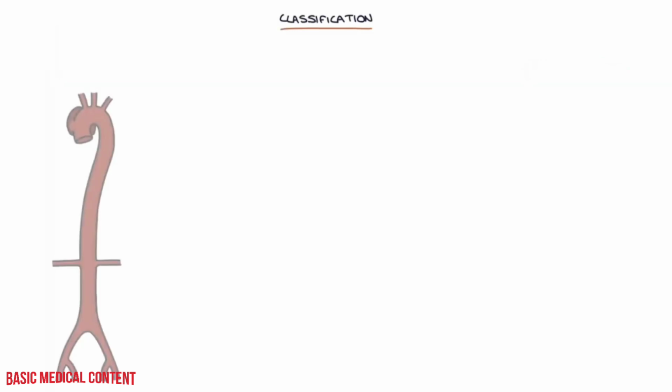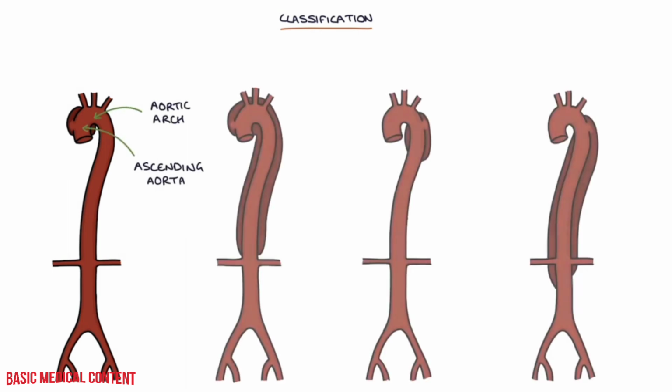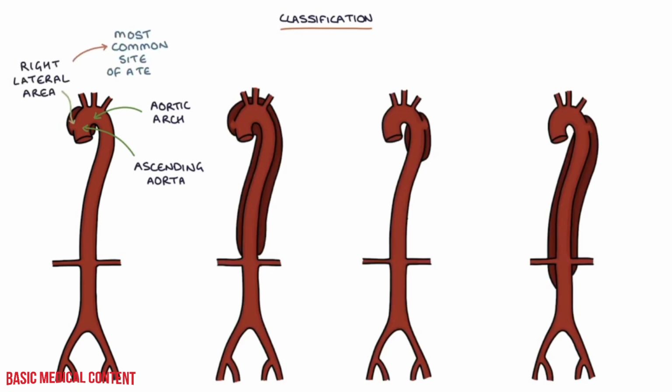Let's talk about the classification. Aortic dissection most commonly affects the ascending aorta and the aortic arch, but it can affect any part of the aorta. The right lateral area of the ascending aorta is the most common site of a tear in the intima layer, as this is under the most stress from blood being pumped hard out of the heart.